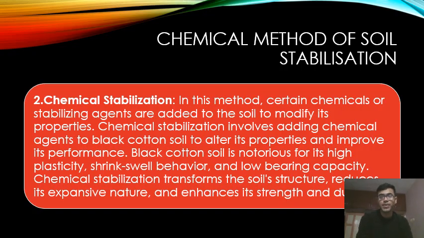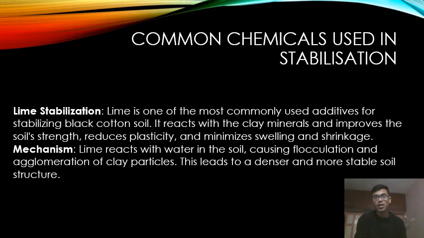Okay, chemical stabilization involves adding chemical agents to black cotton soil to alter its properties and improve its performance. Black cotton soil is notorious for high plasticity, shrinkage and swelling behavior, and low bearing capacity. Chemical stabilization transforms the soil structure, reduces its expansive nature, and enhances its strength and durability. Common chemicals used for the stabilization process include lime stabilization and cement stabilization. These are the different kinds of stabilization process.